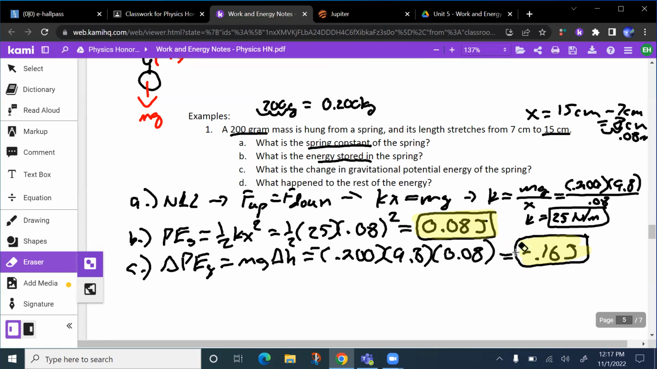So if you were to add those two together, the total potential energy, 0.08 plus a negative 0.16, is about negative 0.08, right? That's the total energy. So the total potential energy is negative. Well, what does that mean? Remember what we did here. I'm going to do part D.